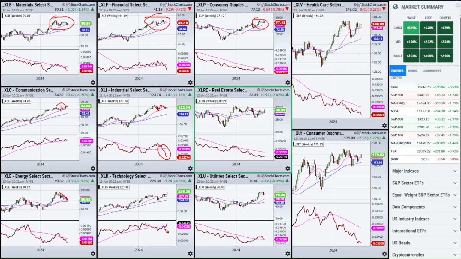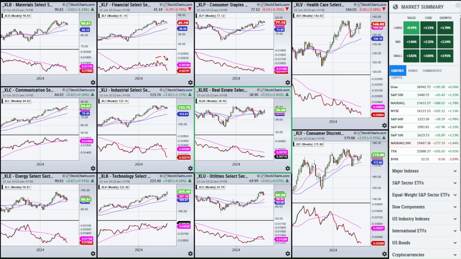And really the only index or sector that's showing any real relative strength in this last little rally here is the XLK and technology. And I think a lot of that has to do with some of these big stocks. So it is pretty narrow in what's taking place when you look at it from a sector standpoint. However, if you start to look at the individual industry groups, I think you'll get a different feel.